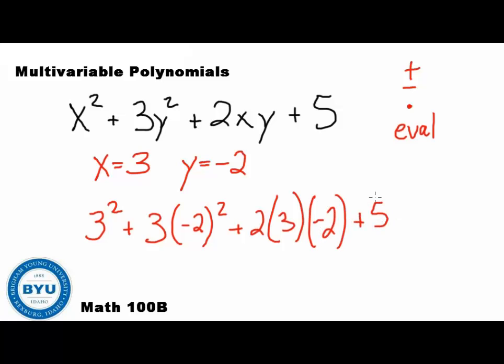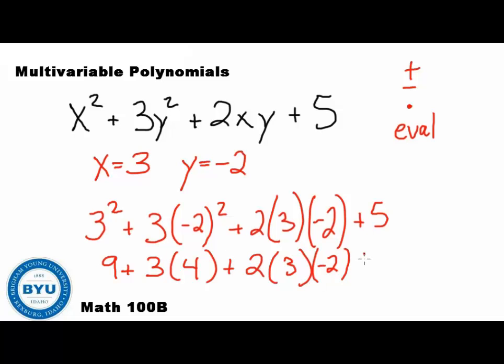Once you plug those values in, you just use order of operations. Use your PEMDAS to go ahead and evaluate these. First thing we do is exponents. So 3 squared is 9 plus -2 squared. Don't get tricked up on that. -2 squared is 4, so 3 times 4 plus 2 times 3 times -2 plus 5.